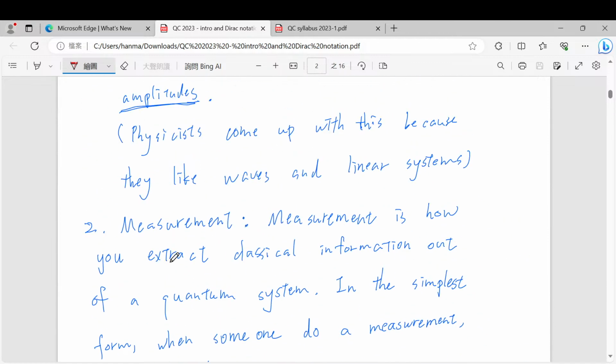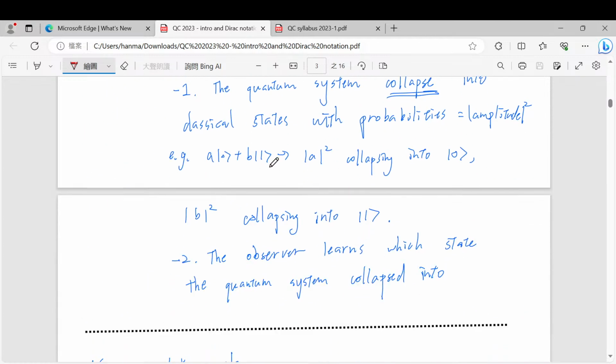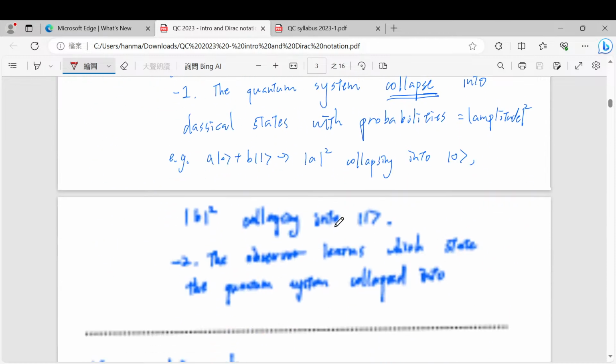For example, if you have this quantum state, a superposition of 0 and 1, A|0> plus B|1>, and you do a measurement, then your state will change into either 0 or 1 with random probability. The probability is |A| squared that your state will become 0, and |B| squared that your state will become 1. And then the observer will learn this classical information about whether it becomes 0 or 1. Okay, so this is what happens in measurement.